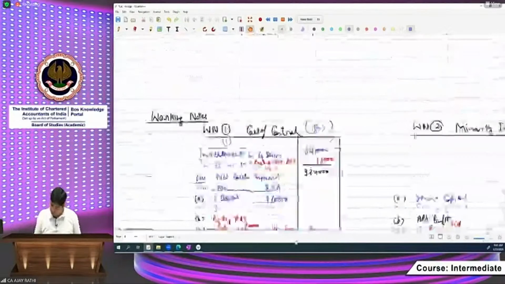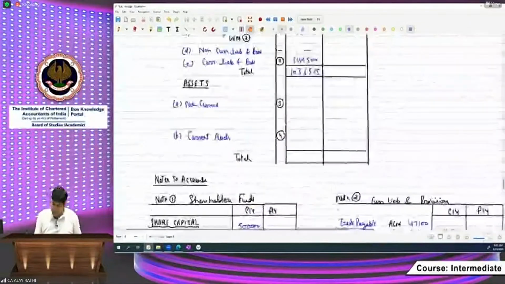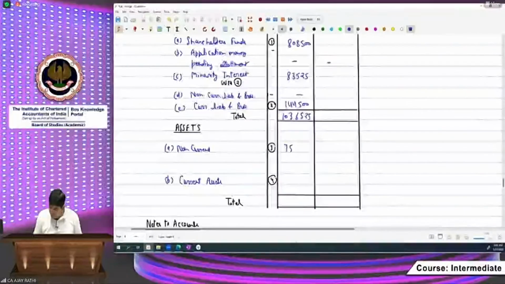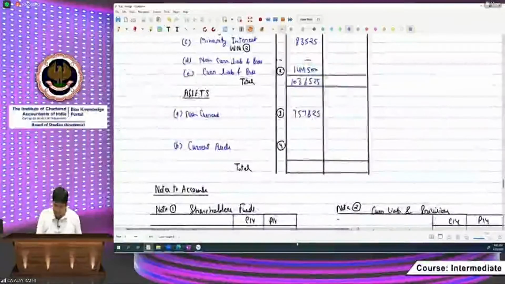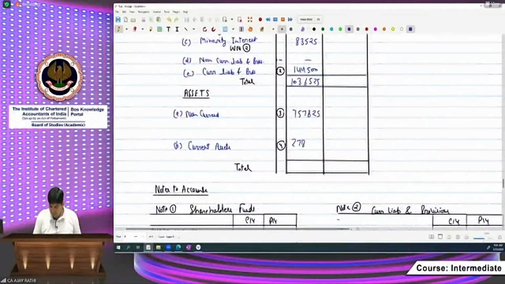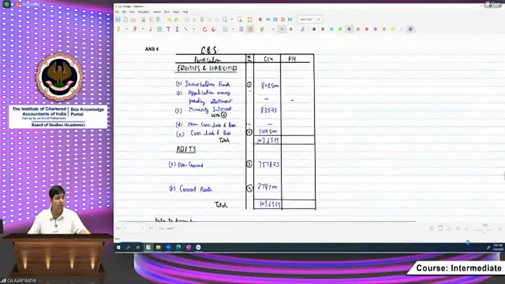Next working note is there for non-current assets and then current assets. Non-current assets 757,825 and then current assets 278,700. What is the total? Same total is there, 1,036,525. So beta, this is the question. In this way you have to prepare. Okay beta, I am waiting.